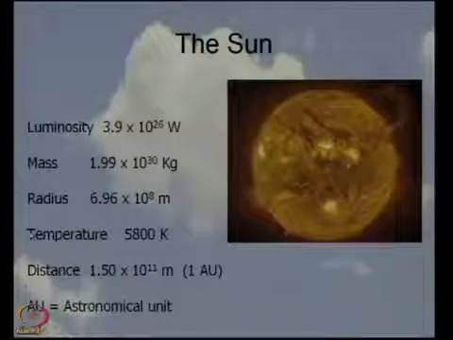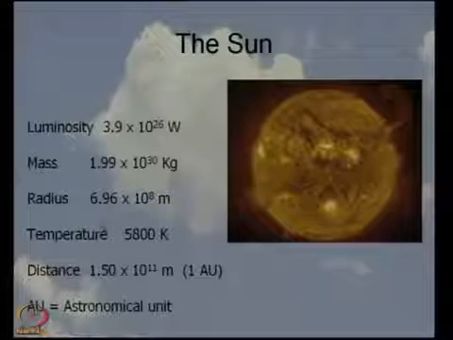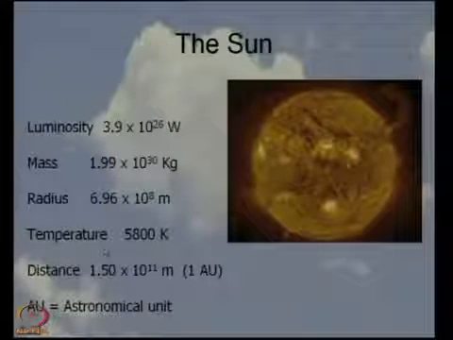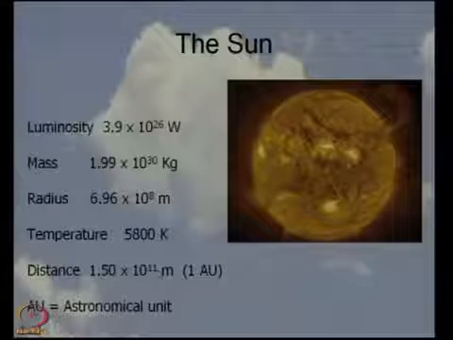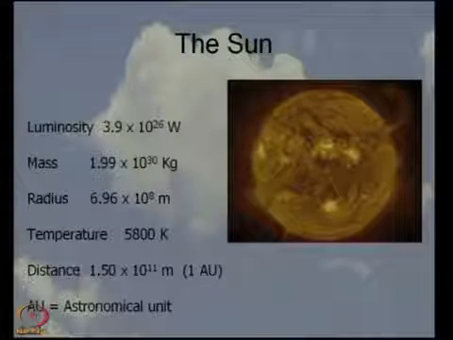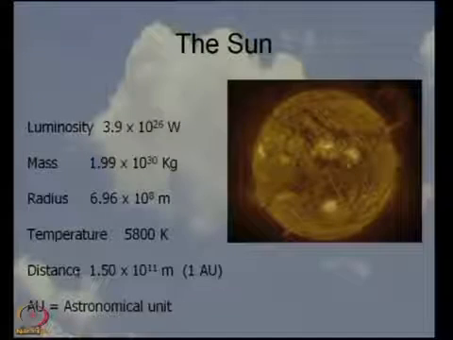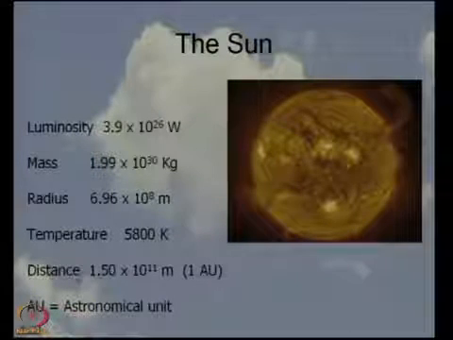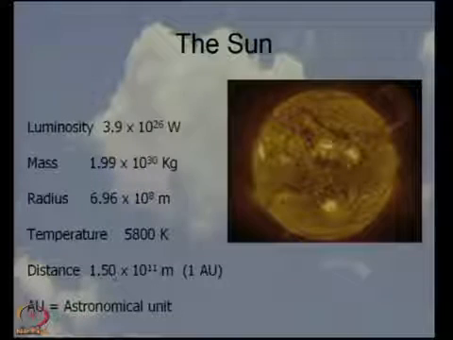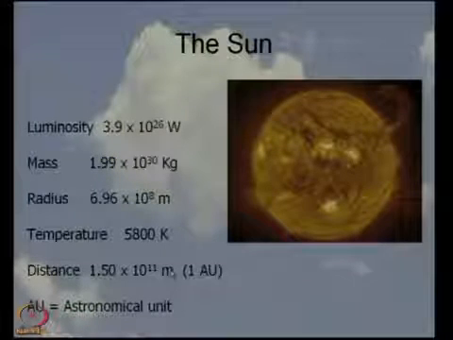The surface temperature of the sun, average surface temperature, is around 5800 Kelvin. So, it is extremely hot, and the distance from the earth to the sun, the average distance, again this is an important number. It is 1.50 into 10 to the power 11 meters.